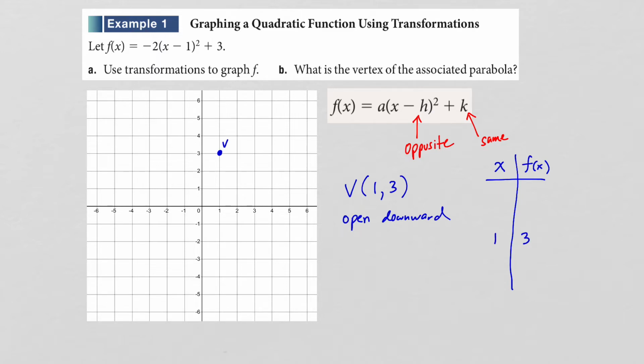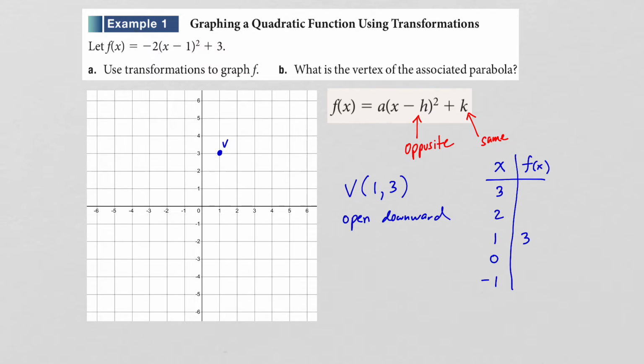And then to get some additional values here, some additional points, I will just pick some x values to the left and to the right of x equals 1. So a couple of values to the right would be x equals 2 and x equals 3. And to the left, I can pick x equals 0 and x equals -1. And then we will plug those values into the function.